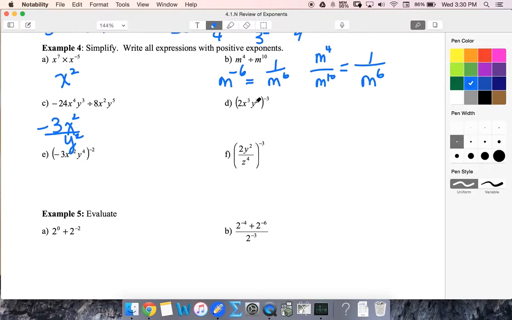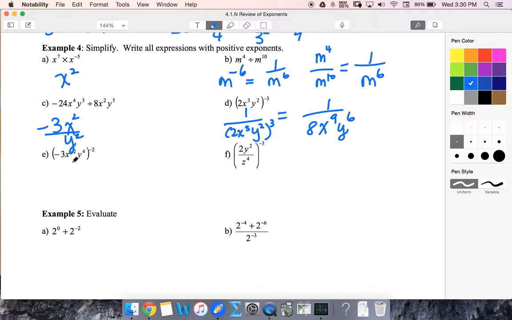All right, negative 3 out here. So that means I'm really going to have 1 over 2x cubed, y squared, all cubed. 2 cubed is 8. X cubed cubed is x to the 9th. Y squared cubed, y to the 6th.